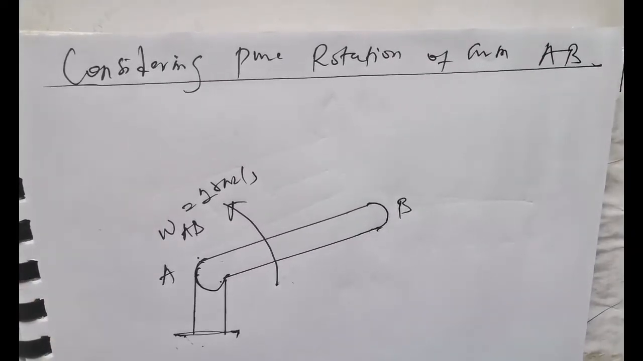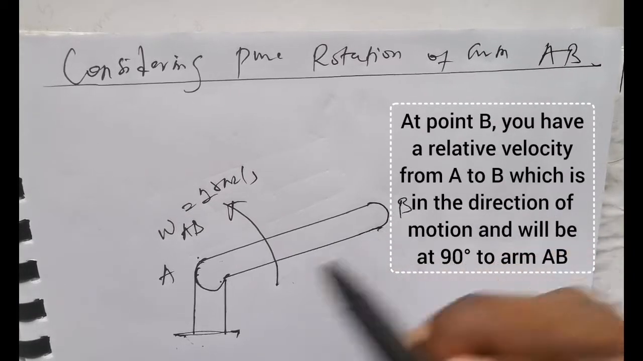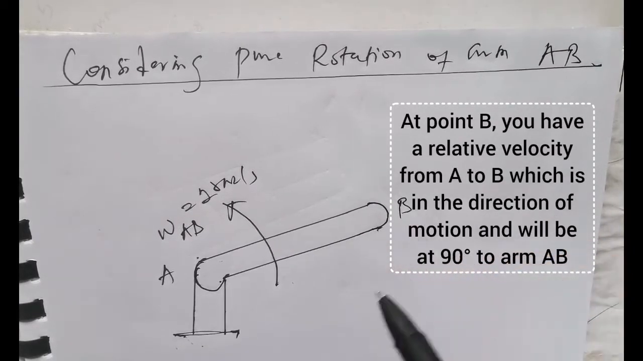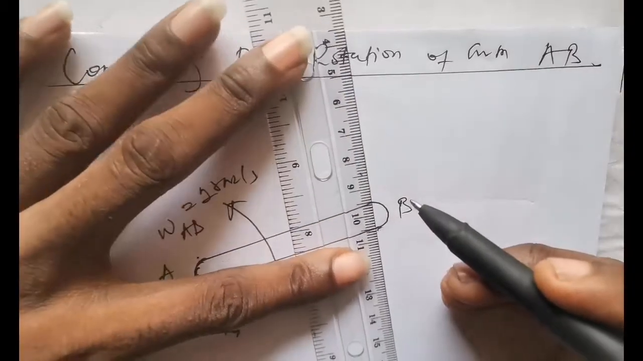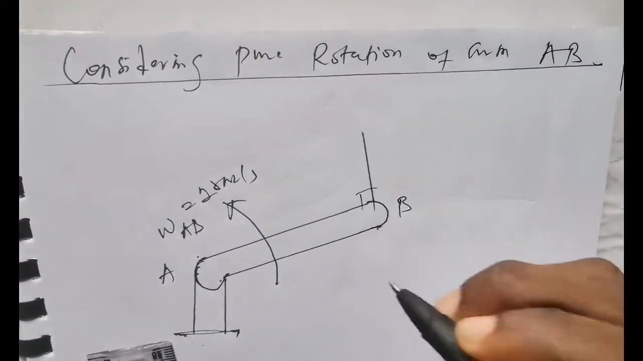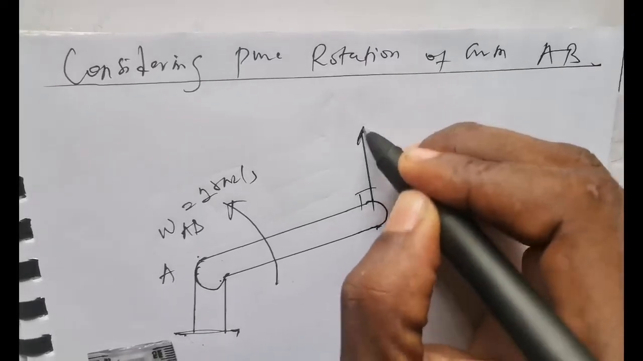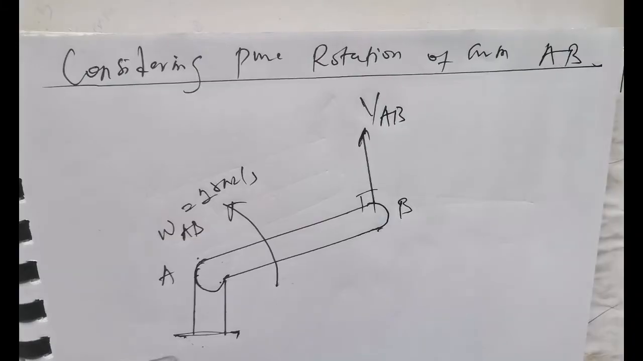Then I explained earlier that if we have this, then at this other end, we are going to have a relative velocity between A to B, which must be in the direction of motion, and it must be at 90 degrees to this arm AB. So we simply have a relative velocity which must be at 90 degrees to this arm, as can be seen. This is 90 degrees, and then this is simply VAB, relative velocity between arm A to arm B.